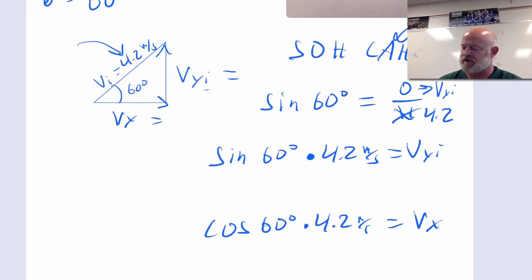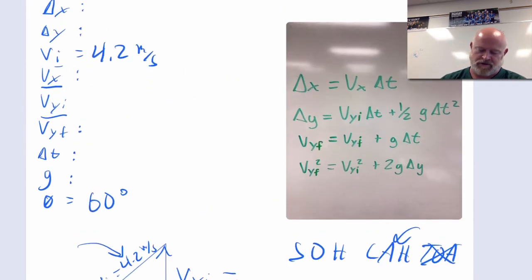If I plug those numbers in and solve for that, I find that my initial velocity in the y direction is equal to 3.64 meters per second by plugging that into my calculator. Make sure you're in degree mode, especially if you are a student who has calculus or even pre-calc, because sometimes you guys do radians. So my velocity in the y direction is 3.64 meters per second. So I'm going to put that in up here.